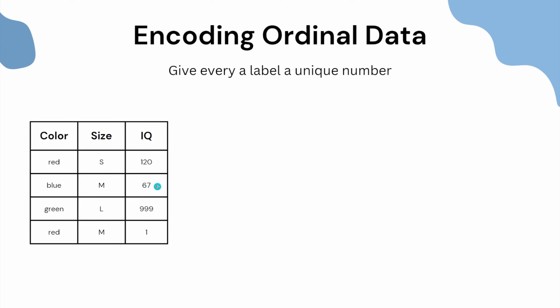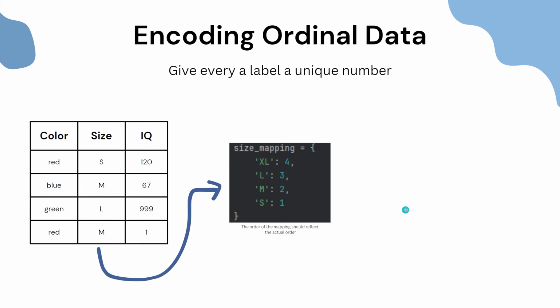Whenever you have an ordinal column or feature or data, whatever you want to call it, the simple way to encode that as numerical data is to give every unique label a unique number. Since we like to do our machine learning in Python, this is how you would represent that as a Python dictionary, or a map in other words. You're saying that small is 1, medium is 2, large is 3, and XL is 4.